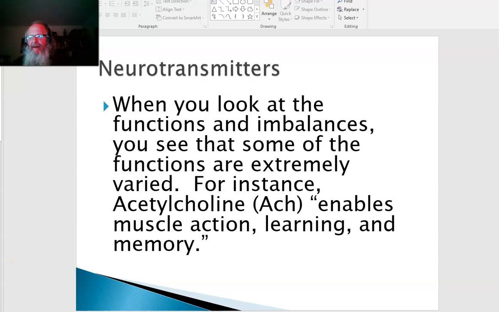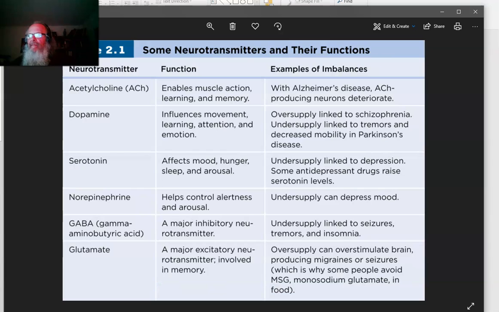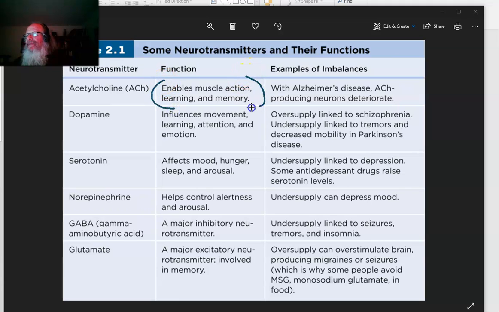If you think about muscle action, learning, and memory, that's a pretty wide variety of functions, like moving our muscles, helping us remember things both in terms of our explicit memory and our implicit memory, and learning, altering our explicit and implicit memories in terms of what we can do and the story that we tell about what we can do.